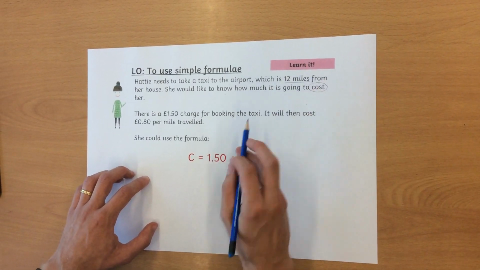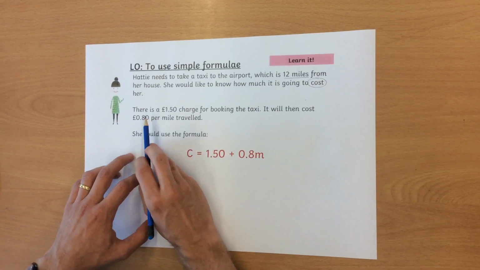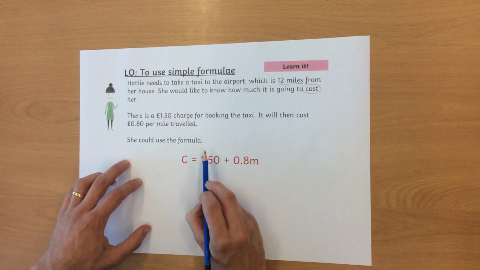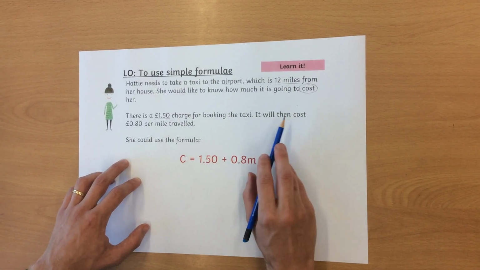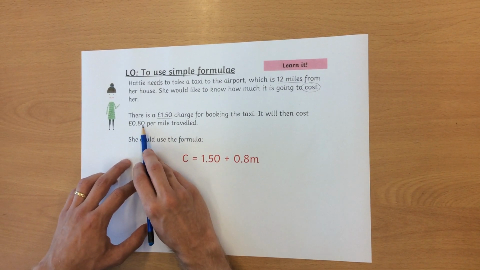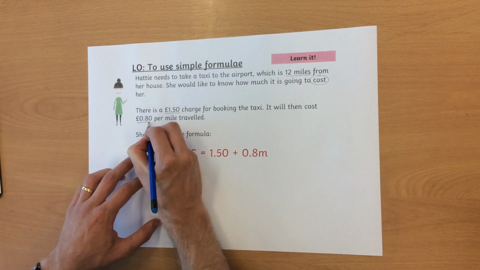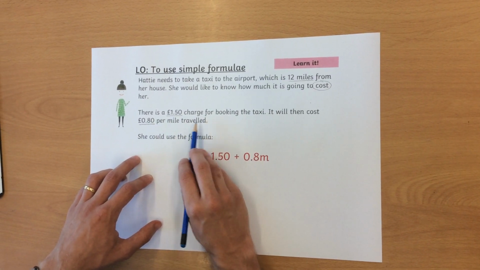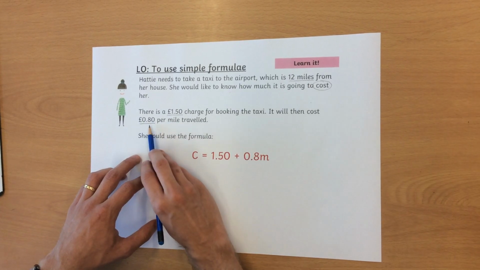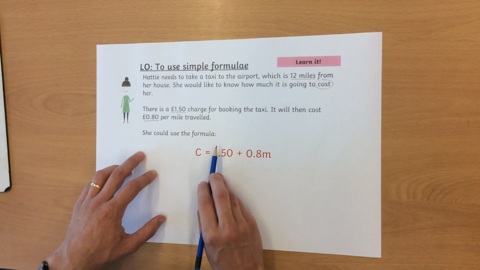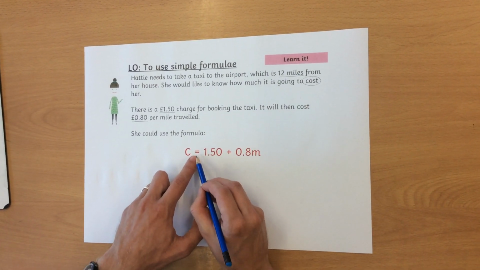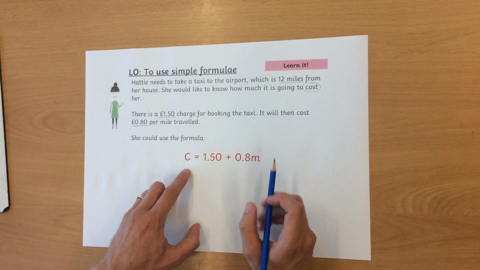Okay, and I've definitely got a formula here because I've got an equal sign. Now then, there is a £1.50 charge, line that again, £1.50 charge for booking the taxi. It will then cost £0.80, that's 80p per mile travelled. So for every mile the taxi travels, you'll have to pay 80p. So for 2 miles travelled, you'd have to pay £1.60, okay? Right, so she could use the formula, and here's the formula here. Now straight away, we know this is definitely a formula because I've got an equal sign there. It's an algebraic formula because I've got letters and digits.